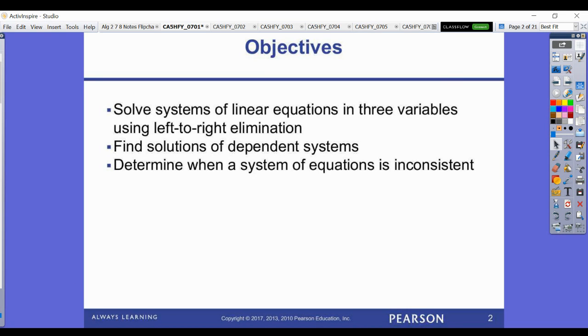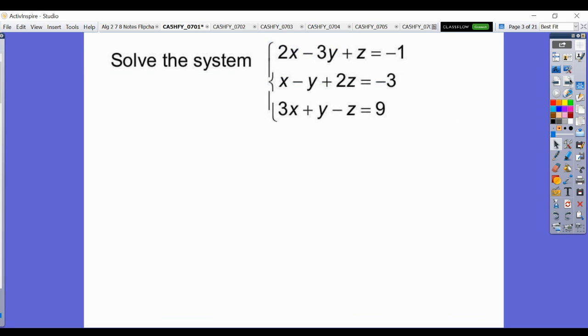I'm going to start out with what's familiar to you, and then I will go into the way that they kind of want us to do it so we get used to what matrices are doing with our equations. So we're going to be able to solve equations in three variables. The method that they use is called left to right elimination. Some systems do not have an independent solution, so we'll look at dependent systems and determine when a system is inconsistent. We'll talk about what that means when we get there.